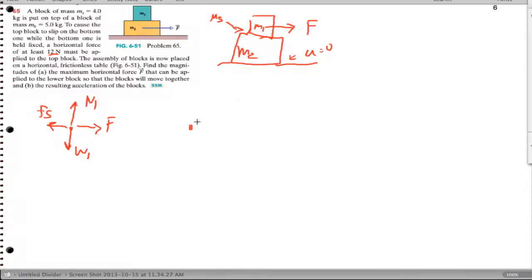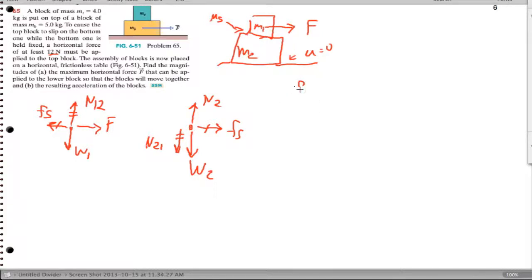For block 2, I'm going to actually have a normal force, and by the way, let me be clear, the normal force on 1 is due to block 2 pushing up on it. So I'm going to have a normal on 2 because 1 pushes down on it. I'm going to have the weight of block 2, and I'm going to have a friction force pulling block 2 forward. So these two forces are third law pairs, as are these two forces here.